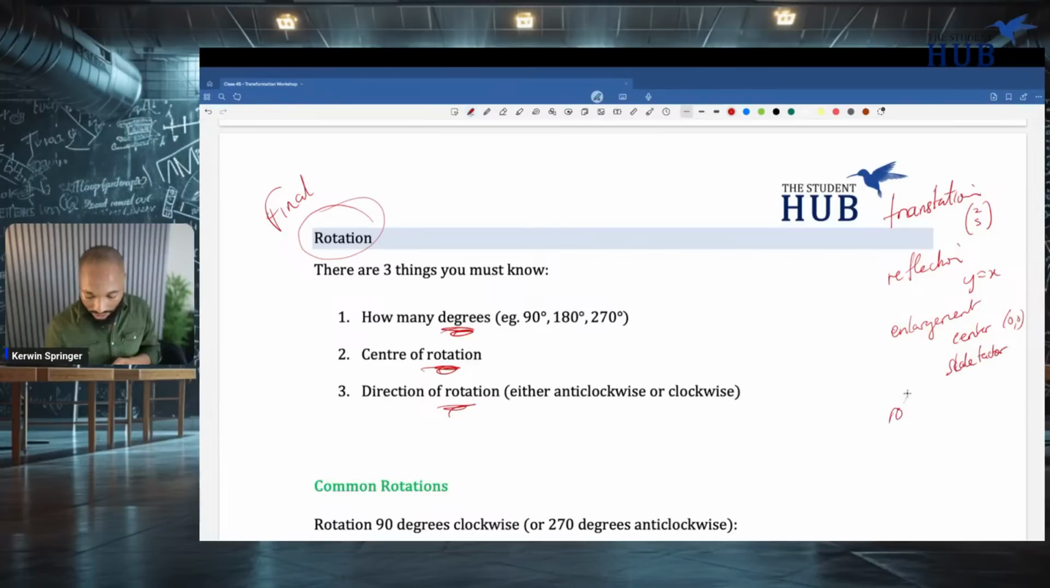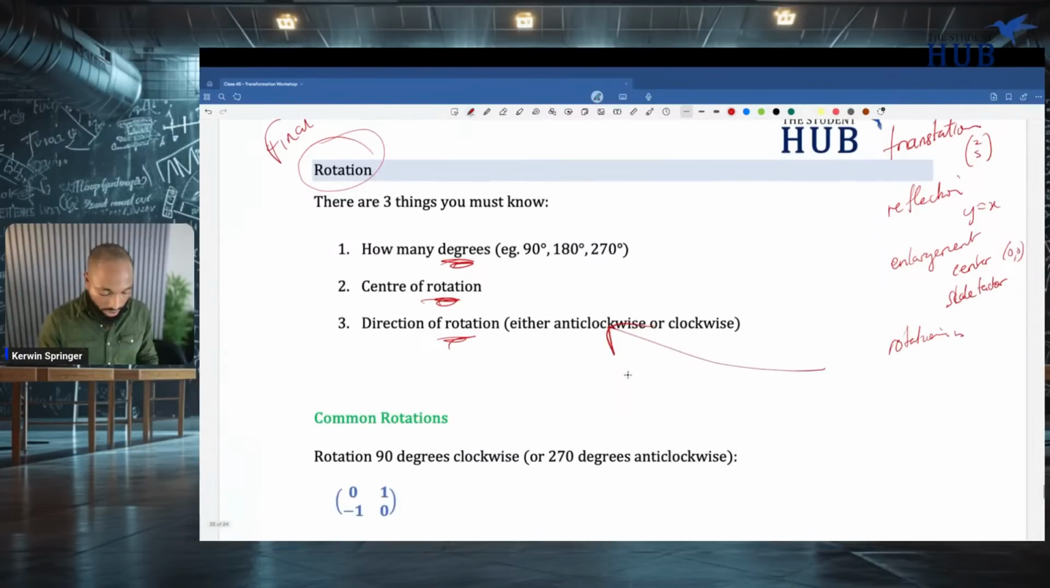So now we reach the last one, which is rotation, which is 3 things you need to know. How many degrees, center of rotation, direction of rotation.